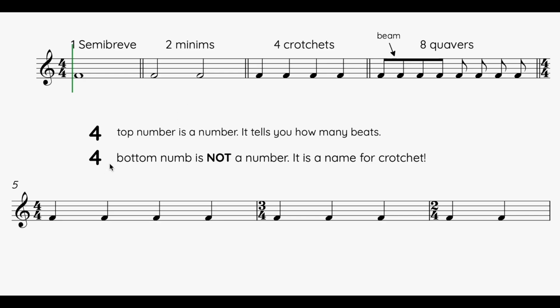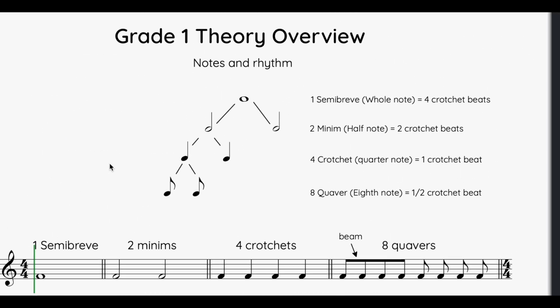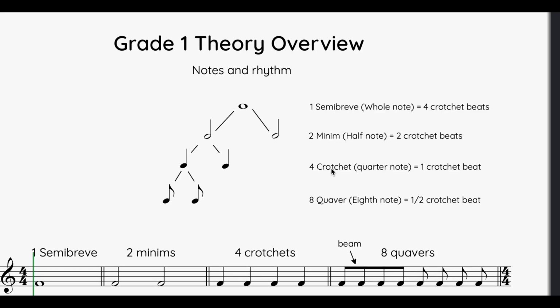So the 4 is telling us it is a nickname for crotchet because there are 4 crotchets in a whole note, in a semibreve, right? And so how many notes there are in a semibreve determines the nickname we give to the type of note. So a crotchet is a 4, right? A quaver is an 8, and a minim is a 2. So 2 is the nickname for minim.